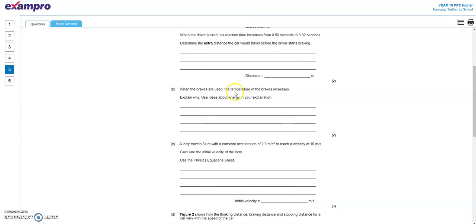Brakes are used, temperature of brakes increases. Why? Think about friction. Think about the transfer of energies.